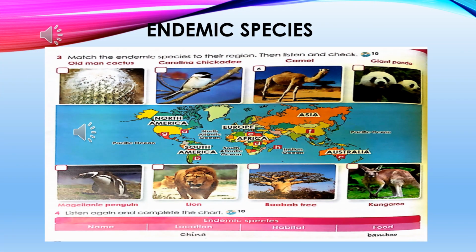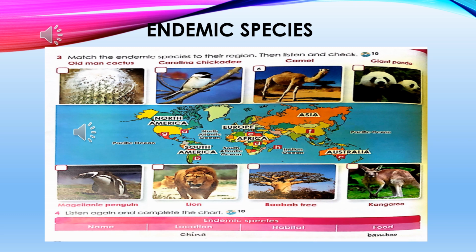Okay, here we are on page number 3, and we're still talking about the endemic species. Now go to page number 46 in your book, and we are going to answer exercise number 3 and number 4.